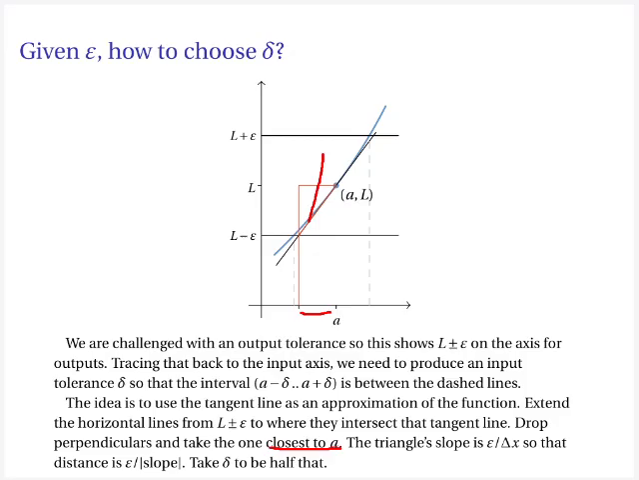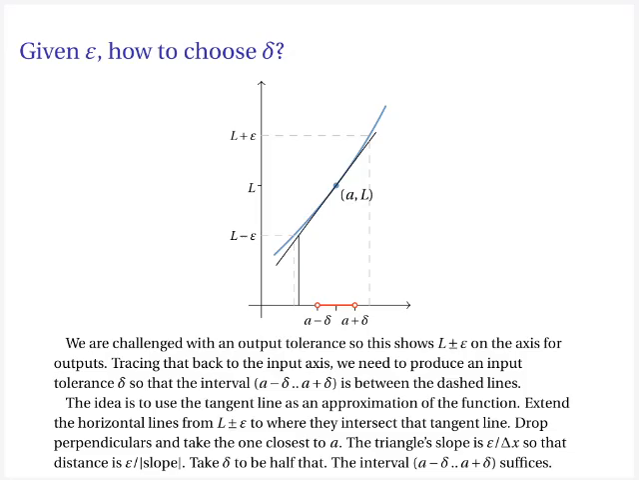So this distance from where I dropped the perpendicular to here is epsilon over the absolute value of the slope. Take delta to be half of that, and what you get then is this interval, a minus delta, a plus delta, suffices. And you can see in the rough diagram that any x you picked in here is going to give you an f of x that is indeed in the desired output tolerance.